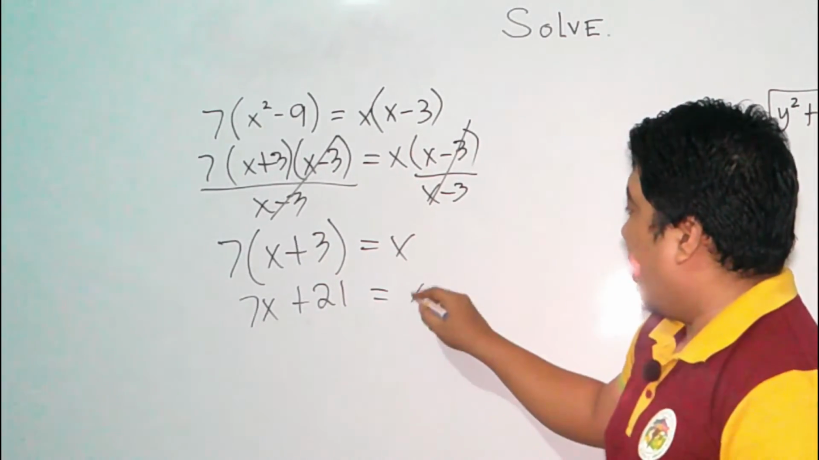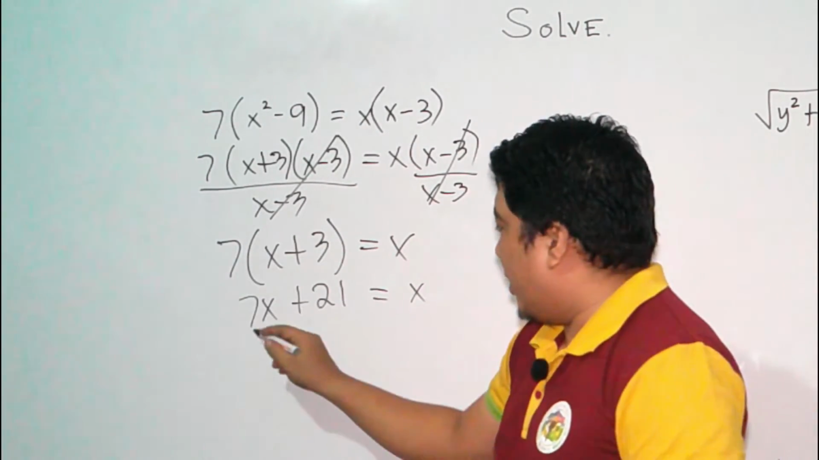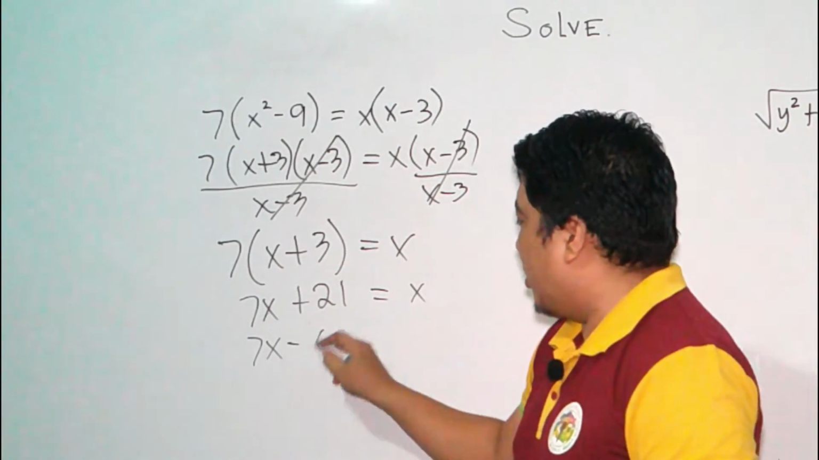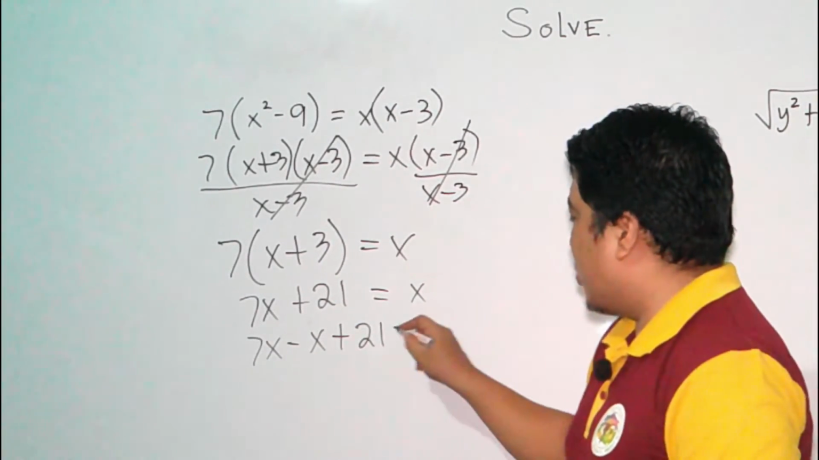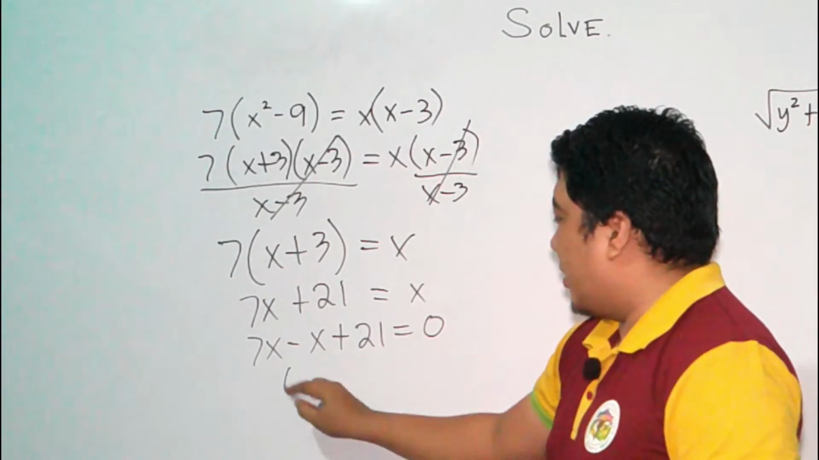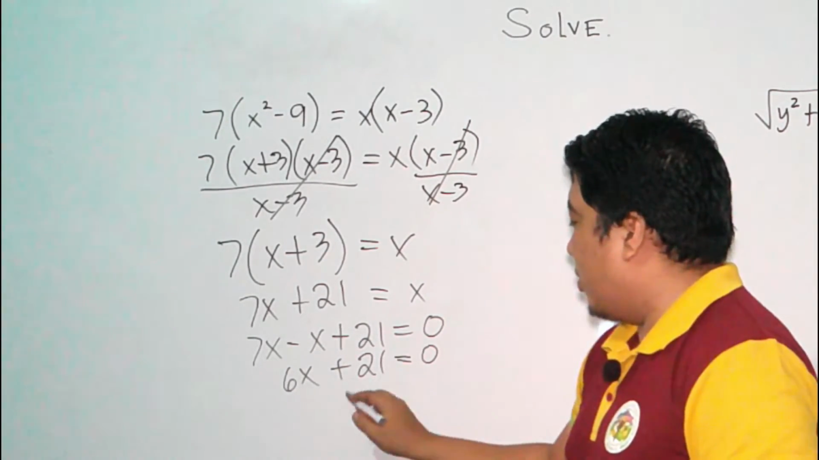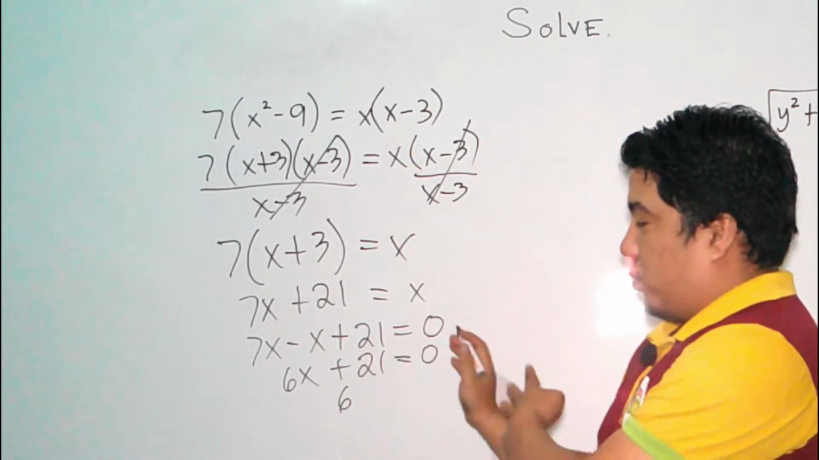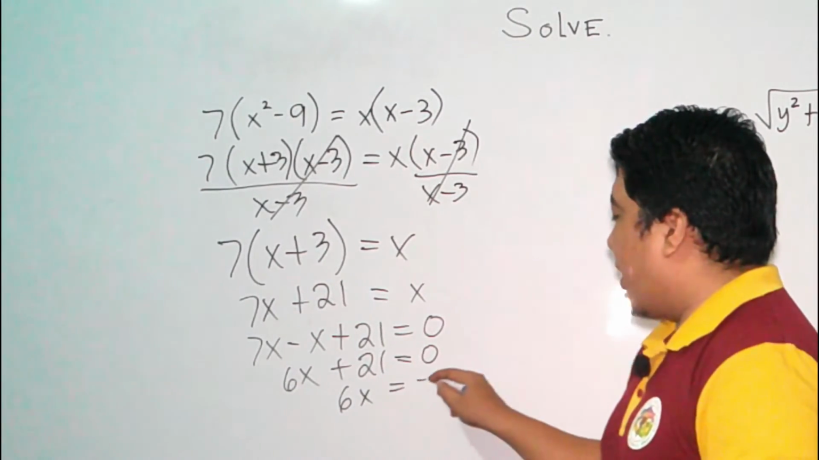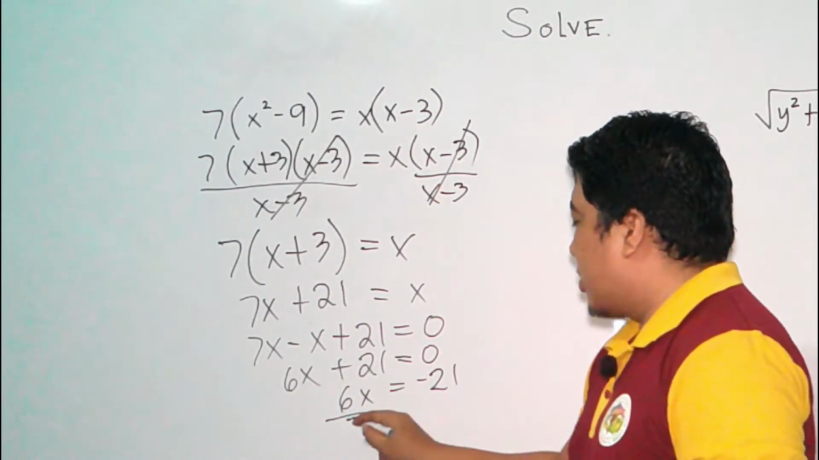Okay, so now what you can do here is, you just distribute this one, 7x plus 21 is equal to x. Okay, and then on the other side, you just transpose this one. So we have 6x plus 21 is equal to 0. Transpose 21, we have negative 21. Divide both sides by 6.